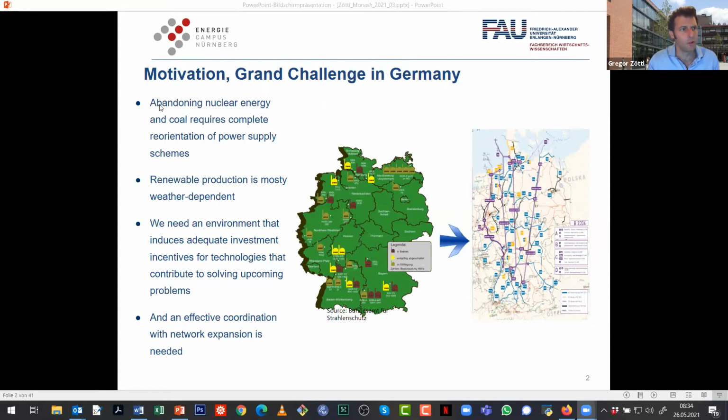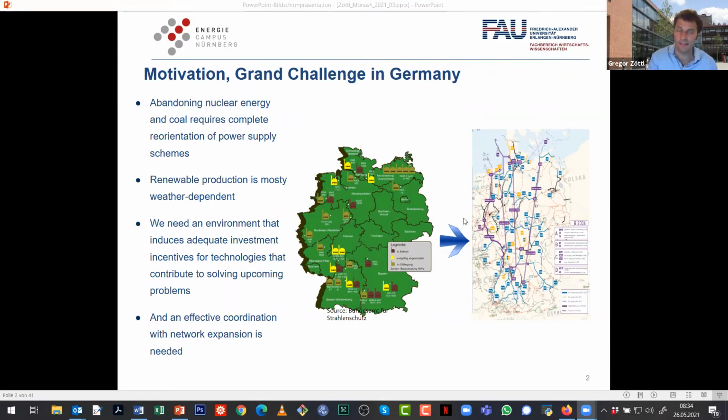We are abandoning nuclear. We are in the long run planning to abandon coal and lignite. And this should be replaced by renewable sources, and clearly they will be located totally at different locations than the original plants. And this calls for strong reorientation of the power network, basically.